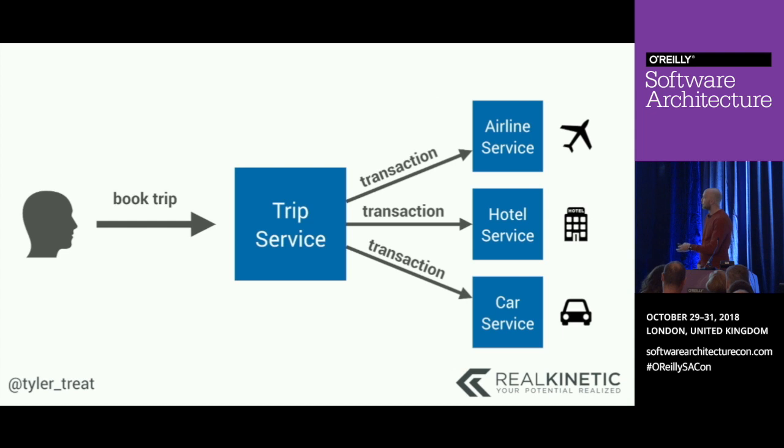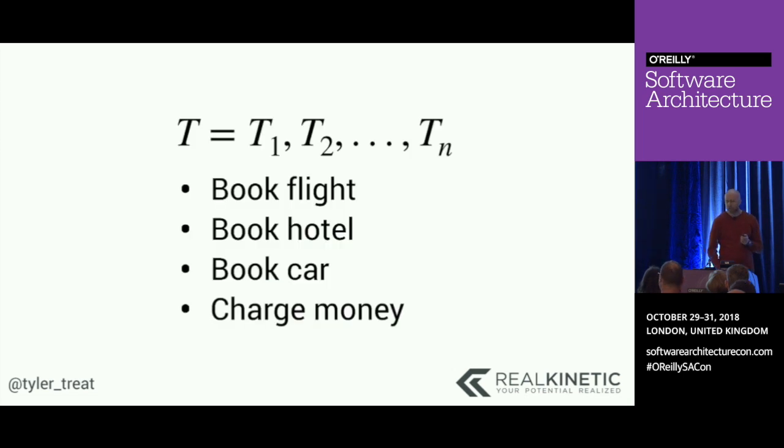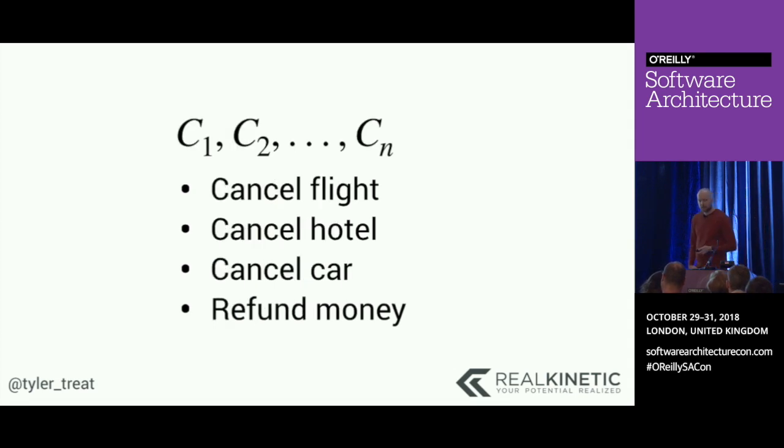And so if we were to implement our travel agent system as a saga, our sub-transactions would look something like this, right? We book the flight and the hotel, the car, charge the money from the customer, and then the compensating transactions are the things that undo those effects. So we cancel the flight, cancel the hotel, cancel the car, and refund the customer their money.